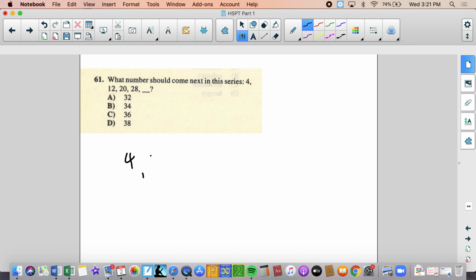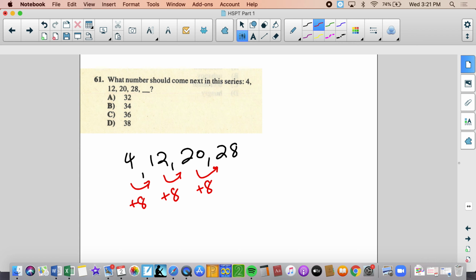So the series is 4, 12, 20, 28. So the first thing you want to do is you want to see, what are we increasing by? They call that a step. So what's the step? Well, it looks like the step is plus 8. So in order to get the solution, we're going to add 8. 28 plus 8 gives me 36. So the answer is going to be 36. And that's something, we know series, we know how to do that. That question should take us 20 seconds. Good.